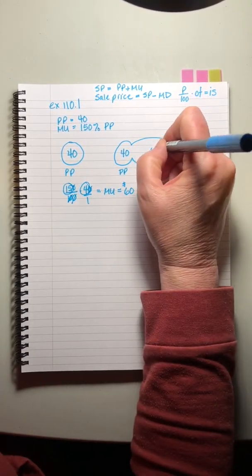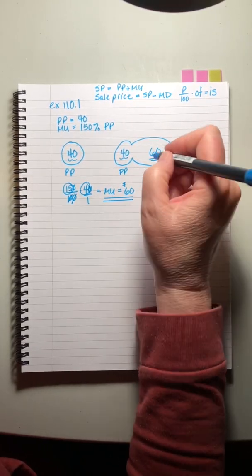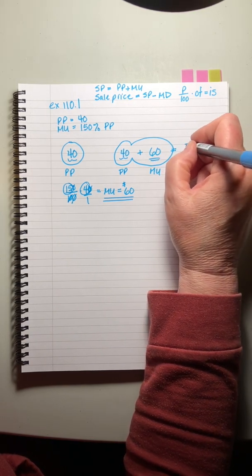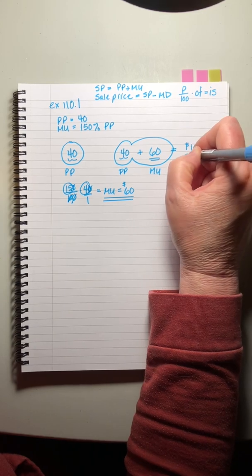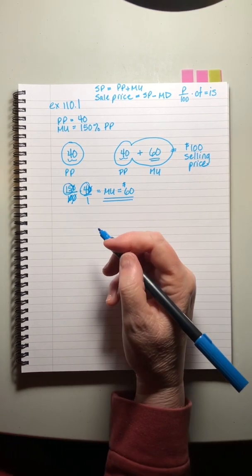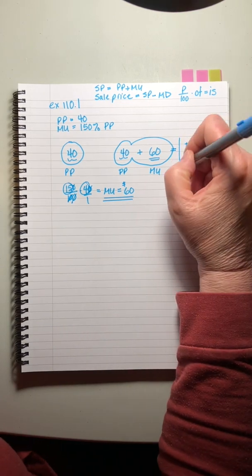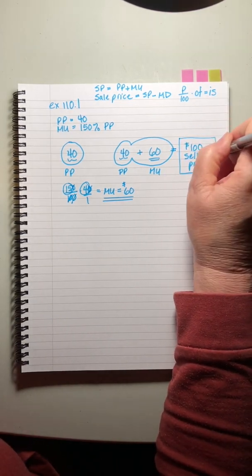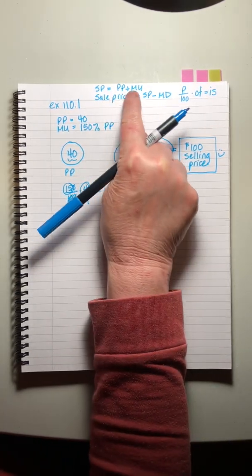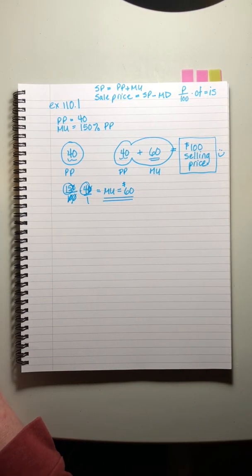So I'm going to put that right here. There's the purchase price, and here's the markup. I'm going to add them to get a selling price of $100. Yay, that's my final answer. We calculate the markup and then we add it to the purchase price because that's the formula for determining a selling price. Okay, so far so good, right?